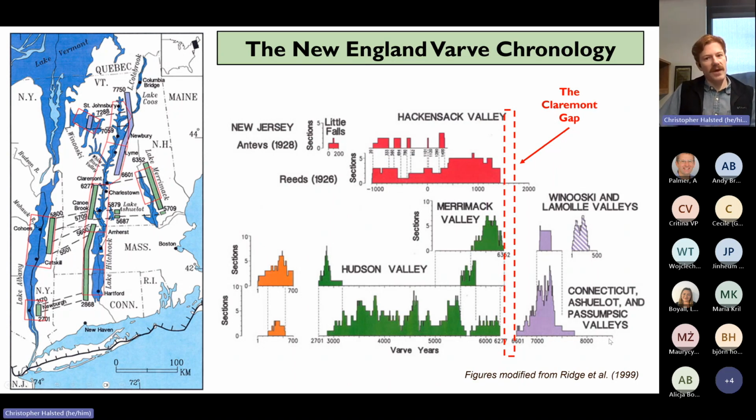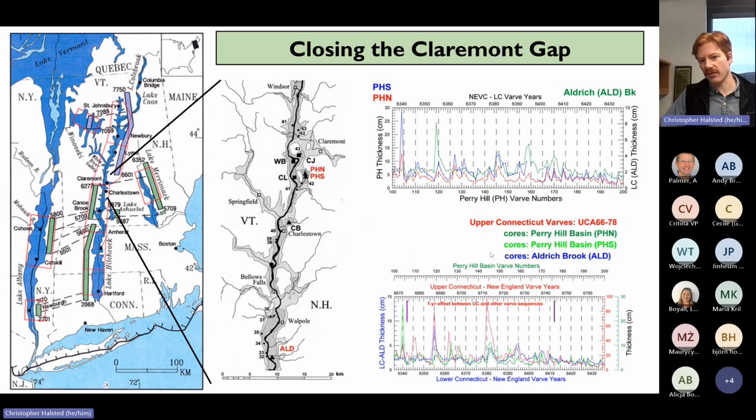The story then picks back up in the 1990s with the work of Jack Ridge at Tufts University. And Jack really set out initially to try to close the Claremont Gap. That was his initial goal with this research. So he went to this region in Claremont, New Hampshire, where the gap existed. And here's a zoom in of the area. It shows the Connecticut River Valley and some of the sites that were sampled by Antevs in these numbers and light dots right here. And Jack found two new areas.